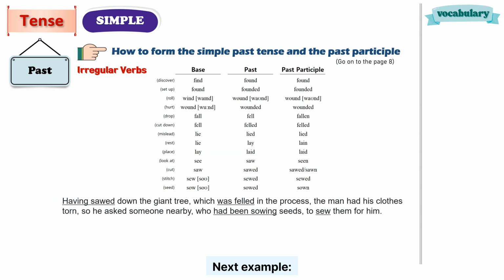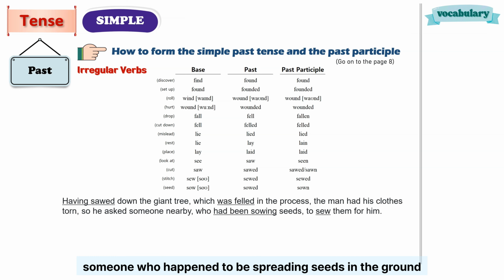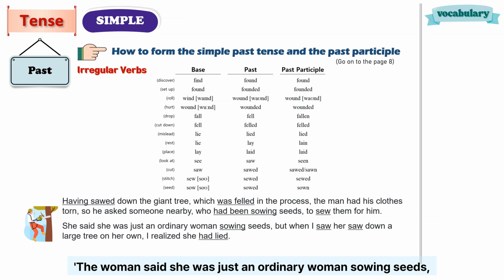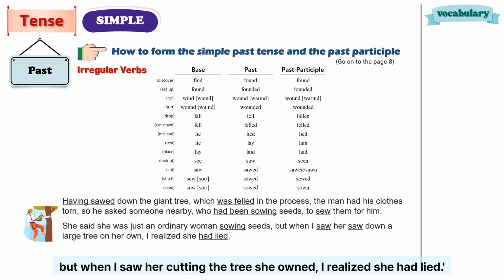Next example. While cutting down a huge tree, the tree fell and the man ripped his clothes. So, he asked someone nearby, someone who happened to be spreading seeds in the ground, to needle his torn clothes back together. It's a bit repetitive and unnatural in a logical sense, but you can easily picture the situation. Next example. The woman said she was just an ordinary woman sowing seeds, but when I saw her cutting the tree she owned, I realized she had lied.